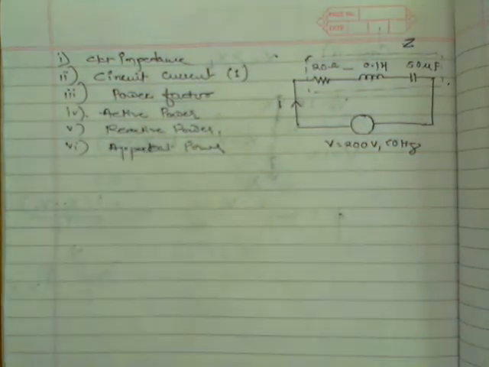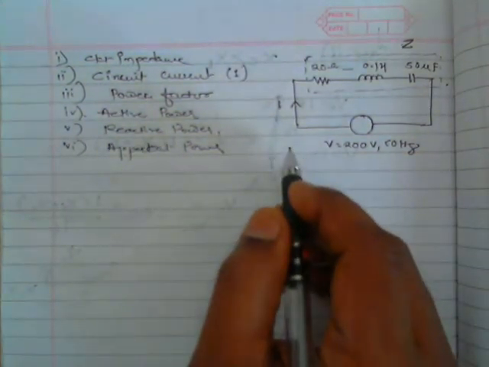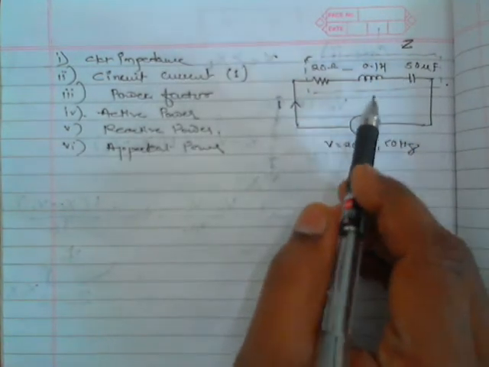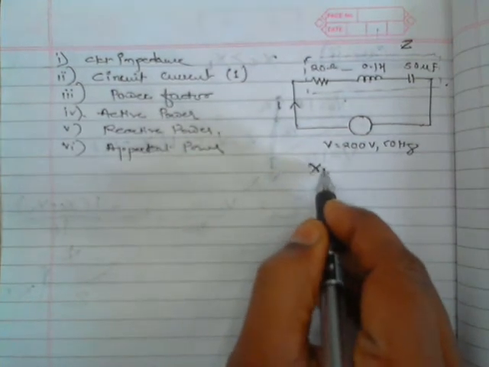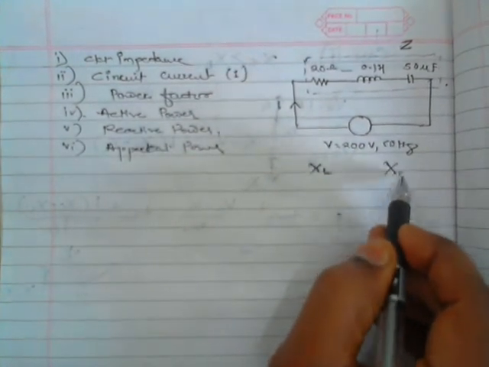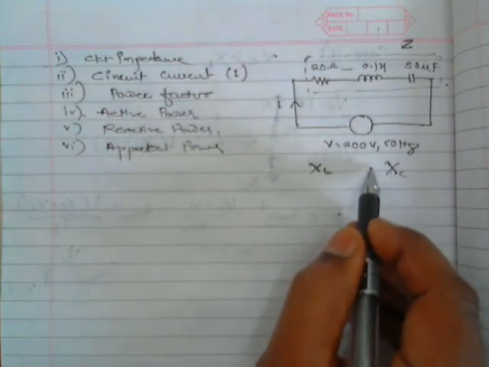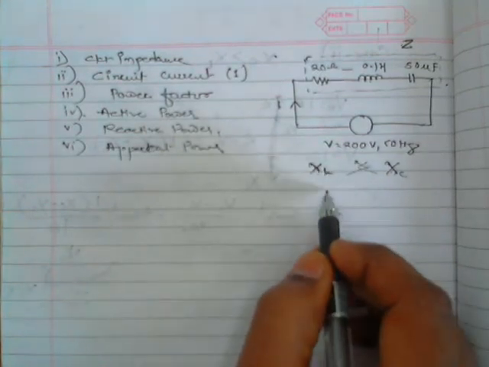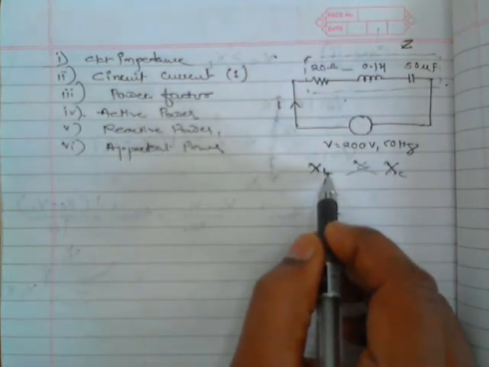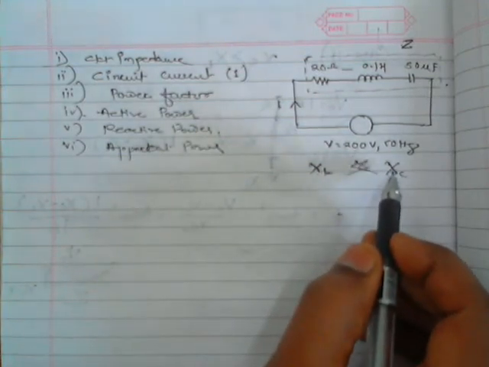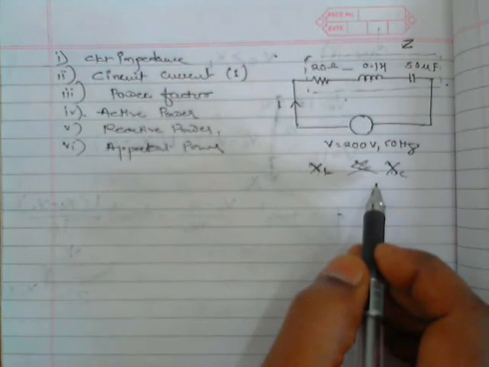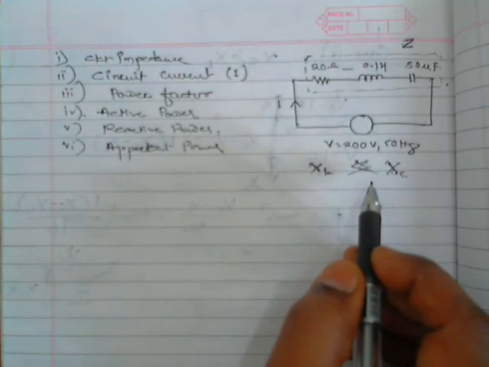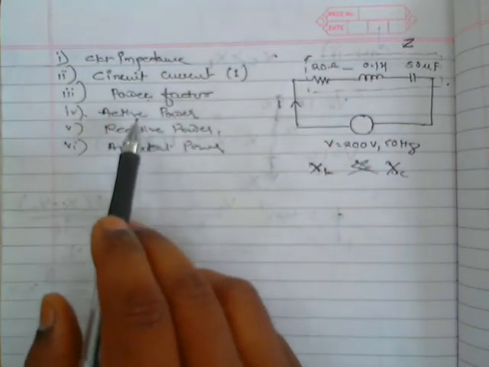Let me revise the power triangle. First of all, when both inductor and capacitor are present, you need to find the inductive reactance XL and the capacitive reactance XC. Then check whether XC is greater than XL or XL is greater than XC. If XL is greater than XC, then it is an inductive circuit with lagging power factor. If XC is greater than XL, then it is a capacitive circuit with leading power factor. For both conditions there are an impedance triangle and a power triangle. Using these formulas, we can find the power factor and the three powers.